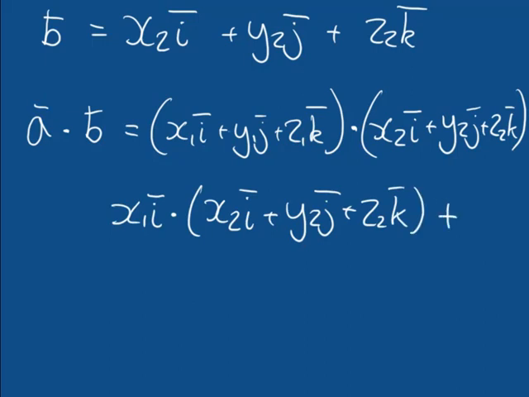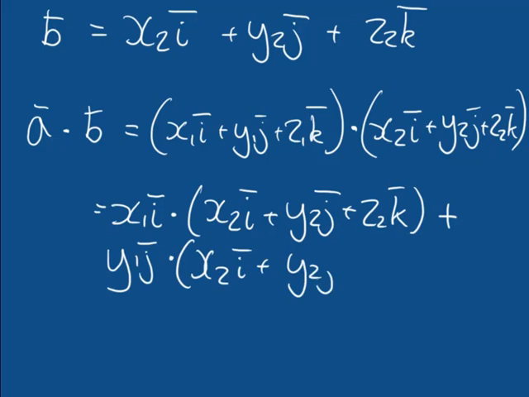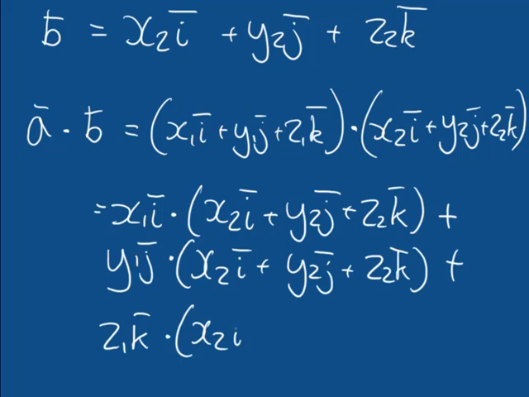We'd add to that y1j dotted with x2i plus y2j plus z2k, and we'd add to that z1k dotted with this bracket, so z1k dotted with x2i plus y2j plus z2k.